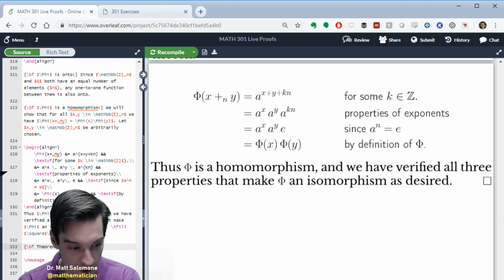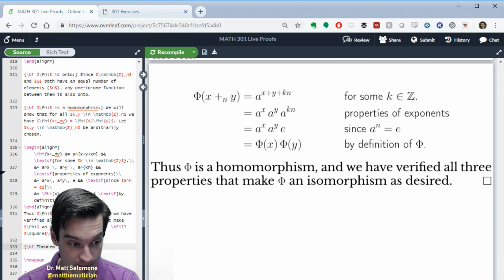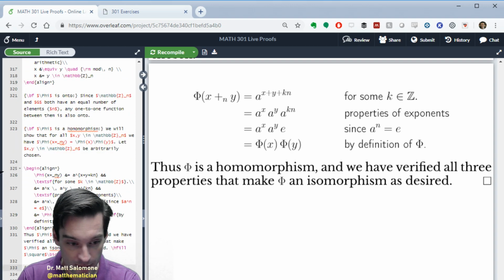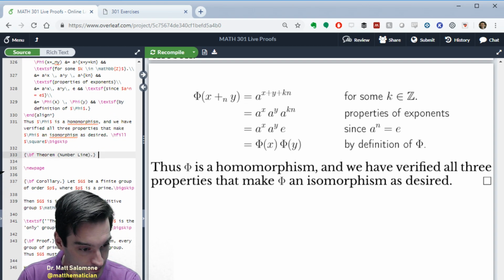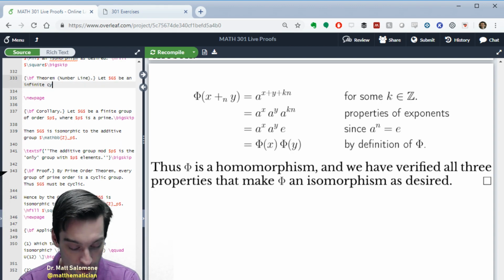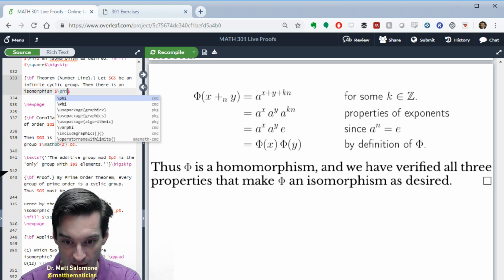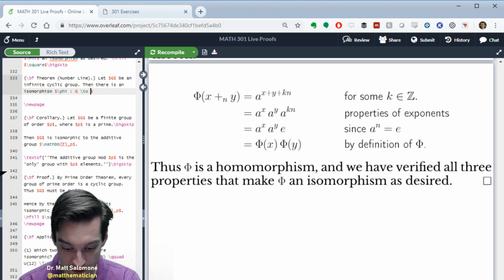So we'll call this the number line theorem. Back when I was talking about cyclic groups in Chapter 4, our introduction was that we should think of every cyclic group as either a clock if it's finite, or as a number line if it's infinite. And this is a theorem that makes the number line part of that concrete. So this number line theorem tells me the following. Let G be an infinite cyclic group. Then there is an isomorphism phi from G to the additive group of integers, Z plus.